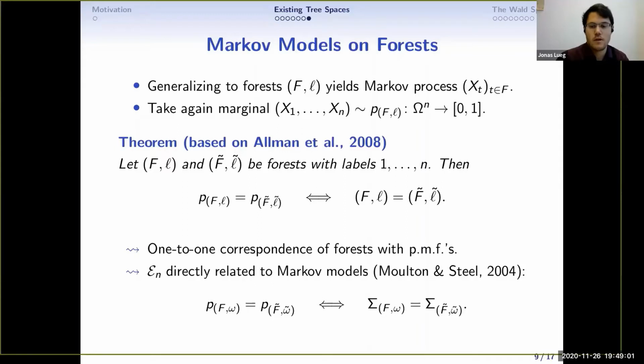And Vincent Moulton and Mike Steele already hinted at that by saying that the edge product space is directly linked to Markov models via this particular one-to-one correspondence, where if the respective matrices of the forest are equal, that's the case if and only if their respective probability mass functions are equal. All right, so we have characterized our forests in two ways. One with matrices, and the other way is with probability mass functions.